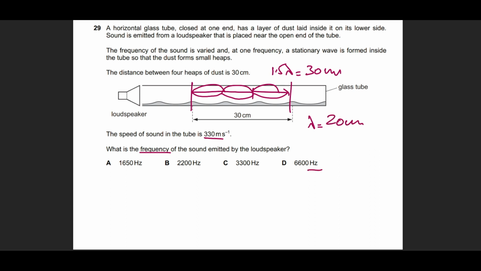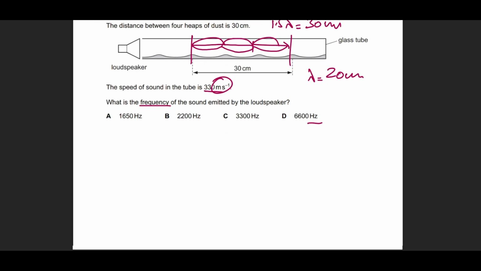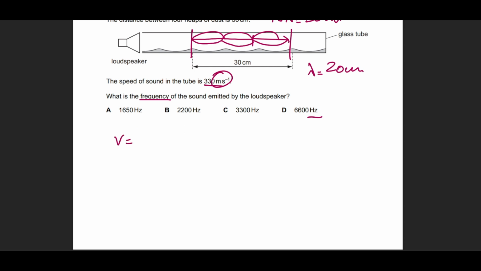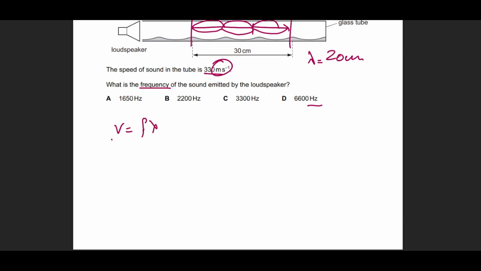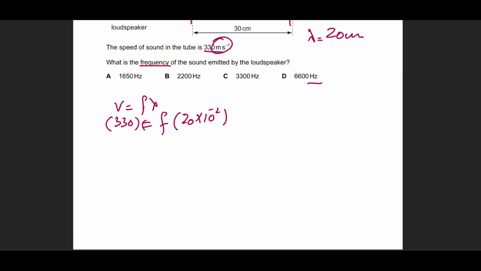Now, since we're working in standard units, this has to be converted into meters because the speed is also in meters per second. So V equals F lambda. Speed is 330. F is what we want to find out. Lambda is 20 into 10 raised to the power minus 2. For an A-level student, or even a class 1 student, this should be 330 equals F into 20 divided by 100.